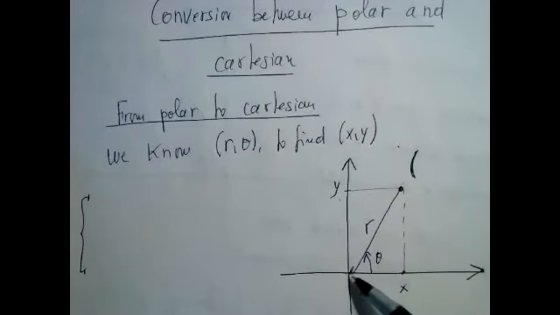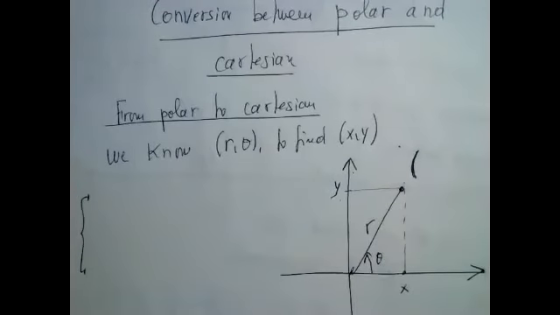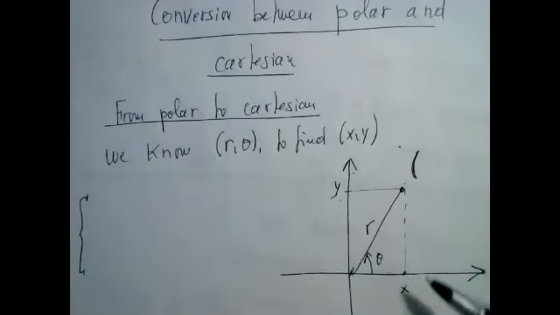Anybody remember the formulation that connects them? If I know r, I know theta, what's going to be the x? And what's going to be the y? Quickly try to see if you can remember those. What's the relationship? R cosine and R sine. If you ever forget the relationship, just look at the picture.